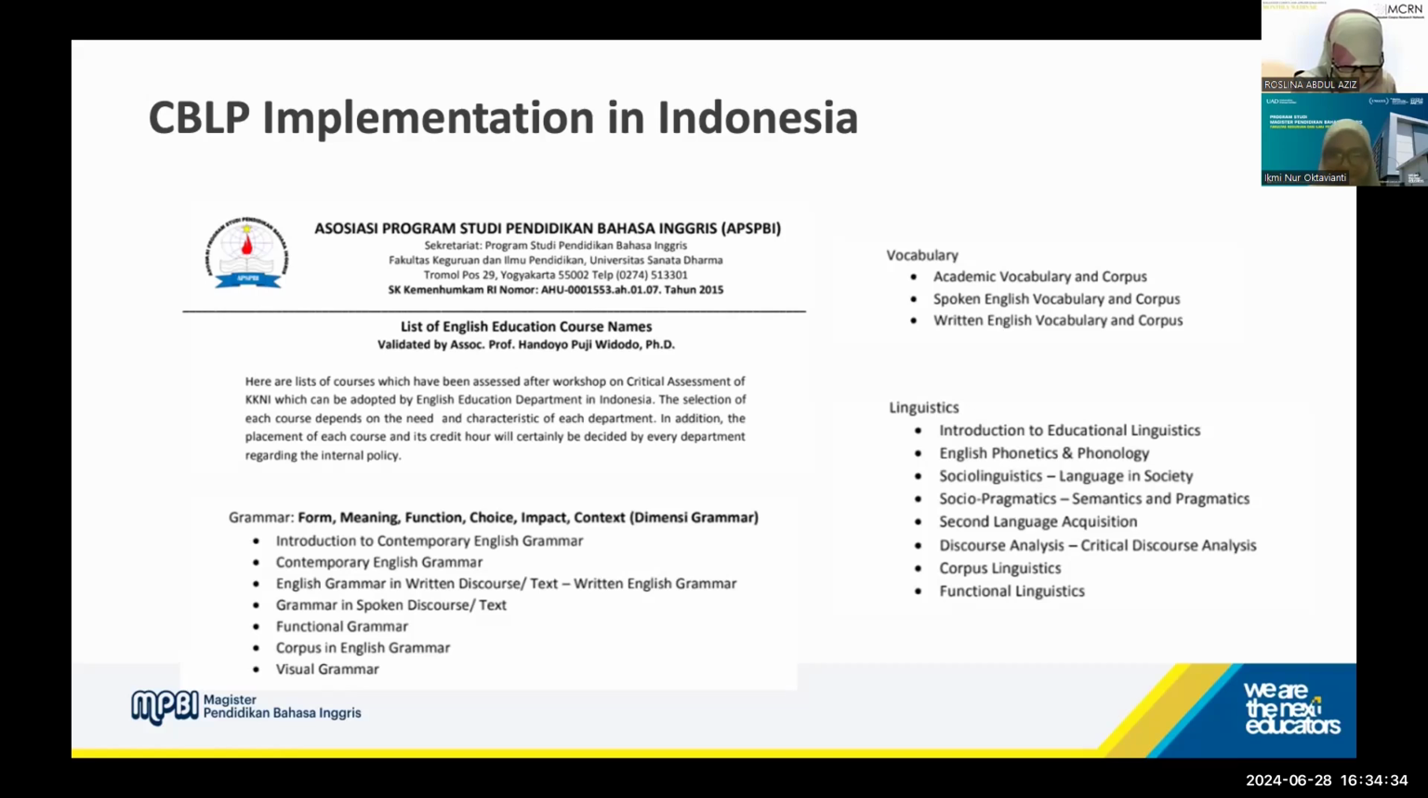And as you can see there, corpus is quite dominating. For teaching grammar, for example, we have corpus in English grammar. Then for vocabulary, we can see that corpus is everywhere there: academic vocabulary and corpus, spoken English vocabulary and corpus, written English vocabulary and corpus. And for linguistics subject, of course, we have corpus linguistics there.